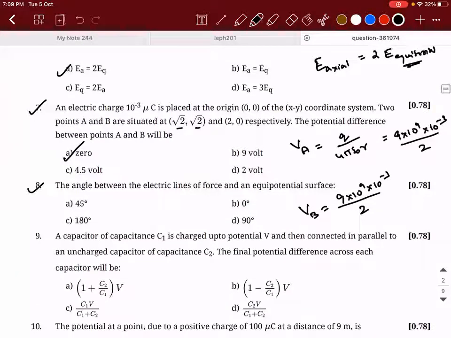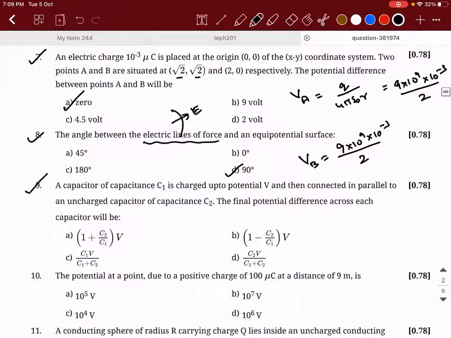Next one is a very simple theoretical question. The angle between electric lines of force and equipotential surface is. 90 degrees. Option D, sir. Option D. Correct. Electric field and equipotential surface are always perpendicular to each other. Correct.